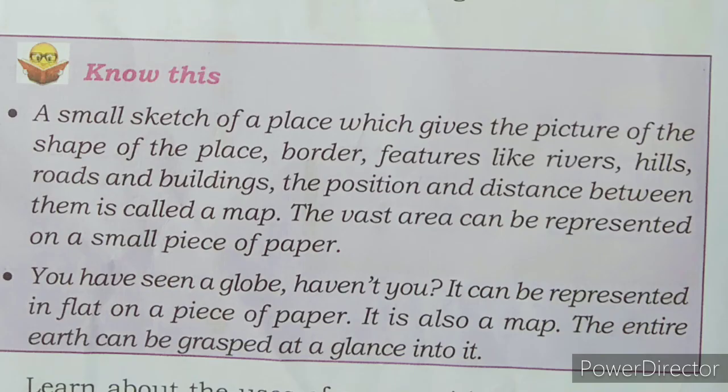A small sketch of a place which gives the picture of the shape of the place, border, features like rivers, hills, roads and buildings, the position and distance between them is called a map. The vast area can be represented on a small piece of paper. You have seen a globe, haven't you? It can be represented flat on a piece of paper. It is also a map. The entire earth can be grasped at a glance in it.